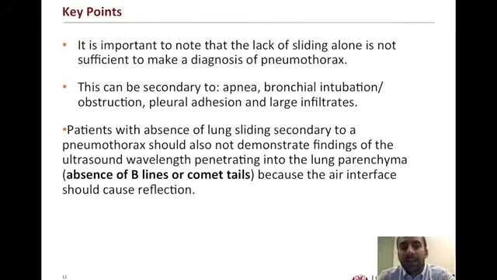Again, I'd like to highlight and emphasize that the lack of lung sliding alone is not sufficient to make a diagnosis of a pneumothorax. This absence of lung sliding can be secondary to apnea, bronchial intubations, bronchial obstructions, pleural adhesions, and large infiltrates. But the absence of lung sliding should warrant further evaluation, looking for the mechanisms of what's occurring. Additionally, looking for avenues in which the lung ultrasound is actually penetrating deeper into the lung parenchyma, or looking for the presence of B-lines, is another way of appreciating a pneumothorax.